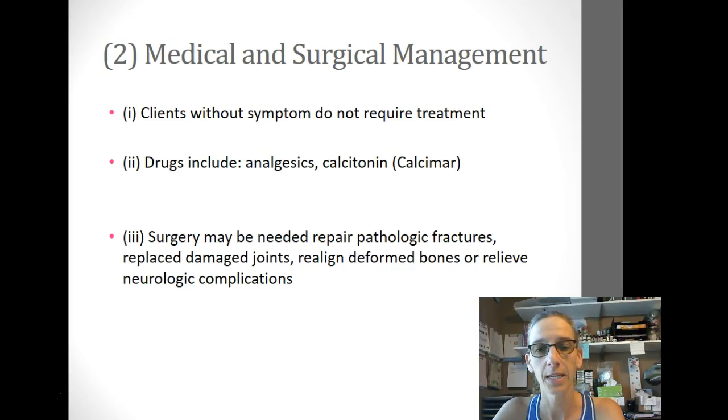All right, surgery may be needed to repair pathological fractures, replace damaged joints, and realign deformed bones, or to relieve neurological complications with Paget's disease.